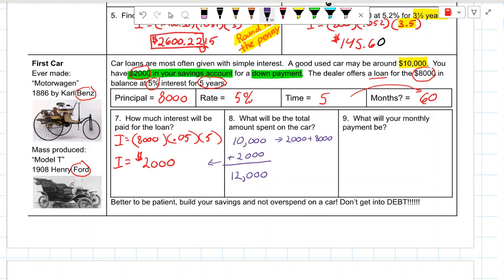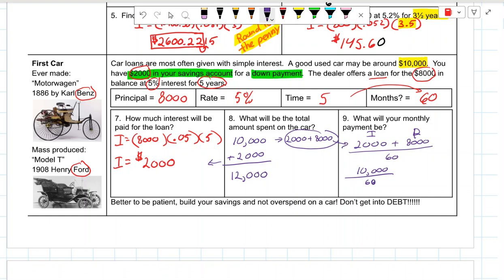Number 9, what will your monthly payment be? Well, how much are you borrowing and how much do you have to pay back in interest? The 2,000, this one right here, the 2,000 plus 8,000. So this is the interest plus the loan. The loan was for $8,000. I should put P here, the principal. And so you take those, add them together, and divide it by 60. So that's going to be 10,000 divided by 60.